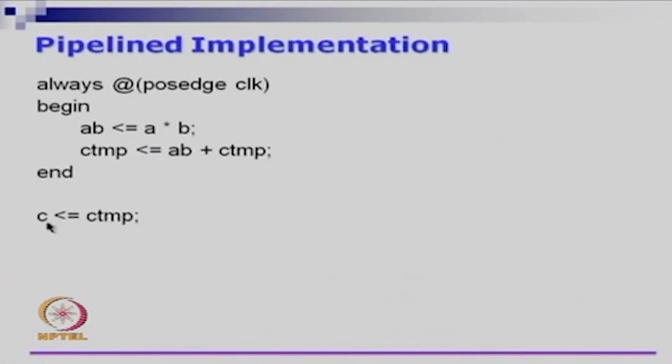If you go and look at this one, assign C equals C temp must be an assign here. It is combinational, all it is doing is tapping the register called C temp and giving it to the external world.